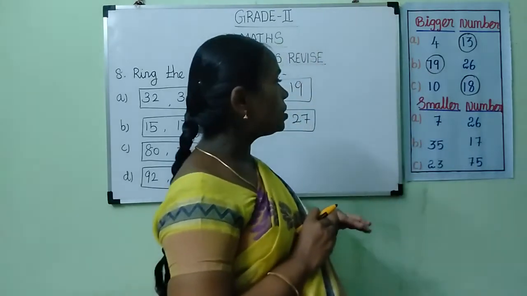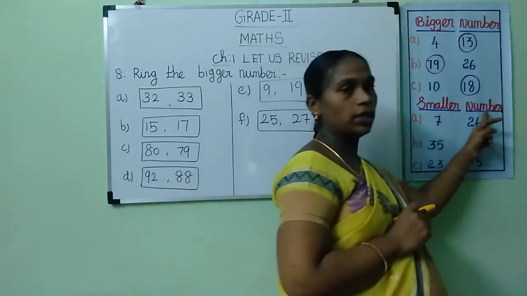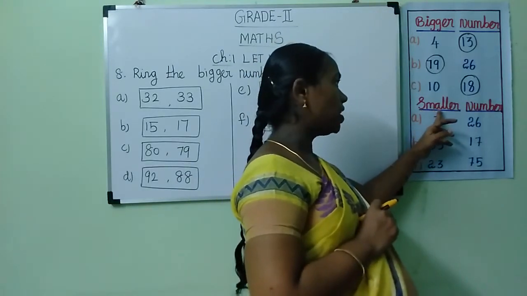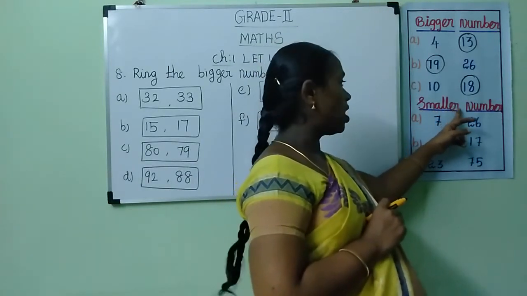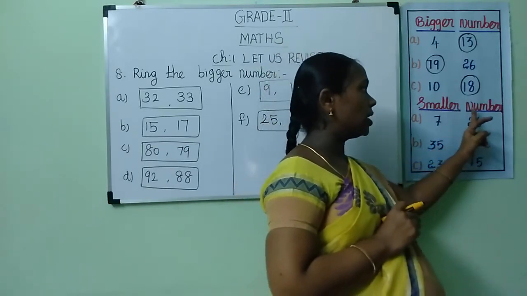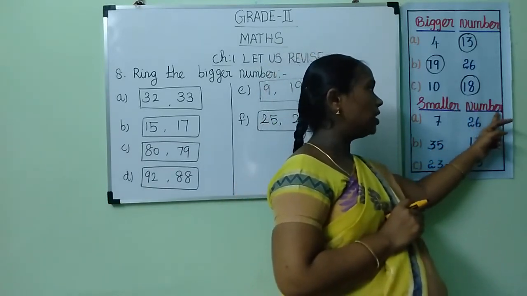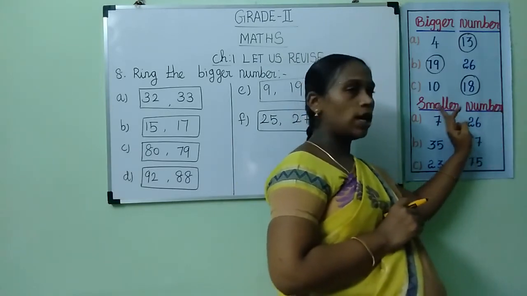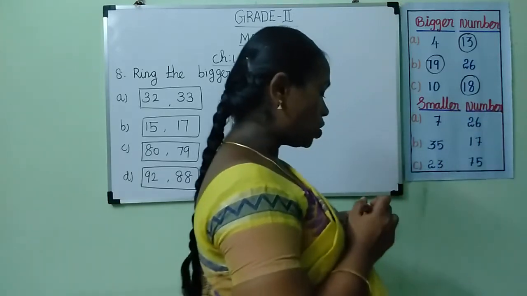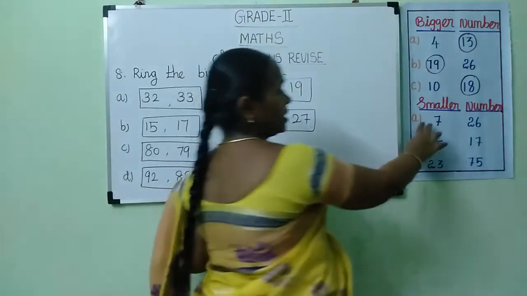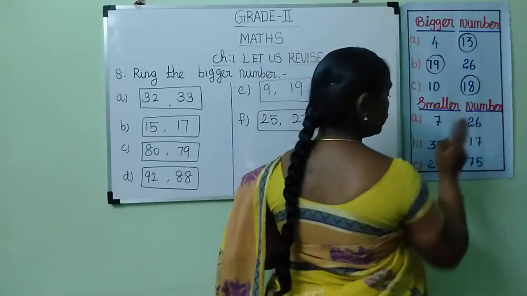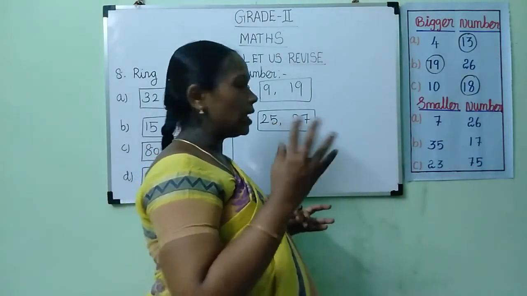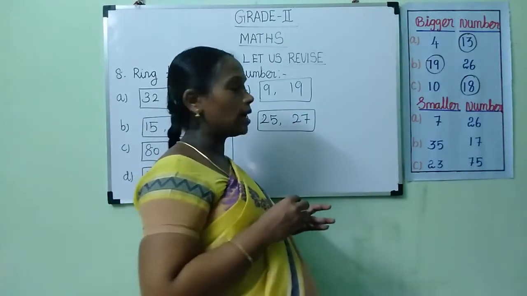Okay. The next one, smaller number. What is this? Smaller number. S-M-A-L-L-E-R. N-U-M-B-E-R. Smaller number. What is the smaller number? Here also we have 3 sums. Each sum has 2 numbers. You compare these 2 numbers. Next you put the correct answer.